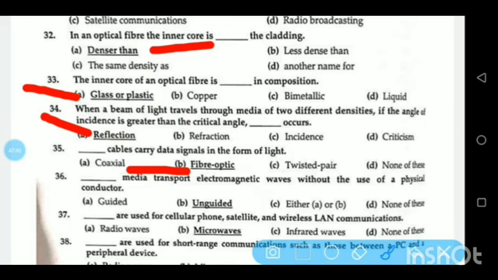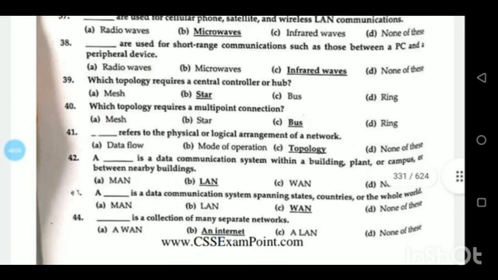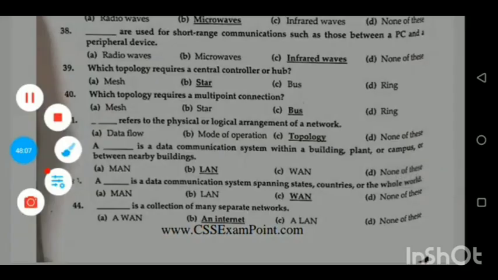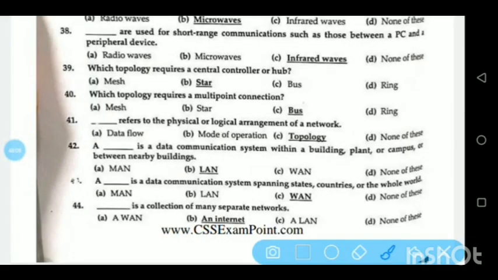Dash media transport electromagnetic waves without the use of a physical conductor, unguided. Dash are used for cellular phone, satellite and wireless LAN communications, microwaves. Dash are used for short-range communications such as those between a PC and a peripheral device, infrared waves.